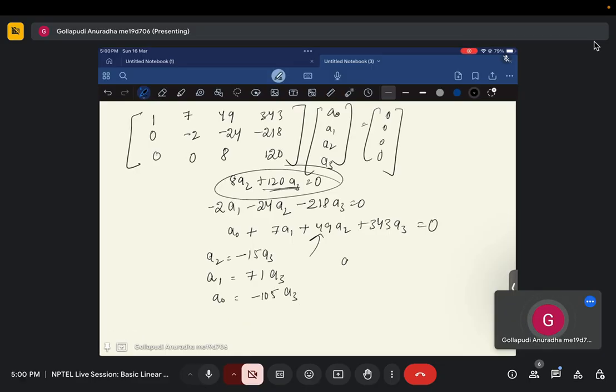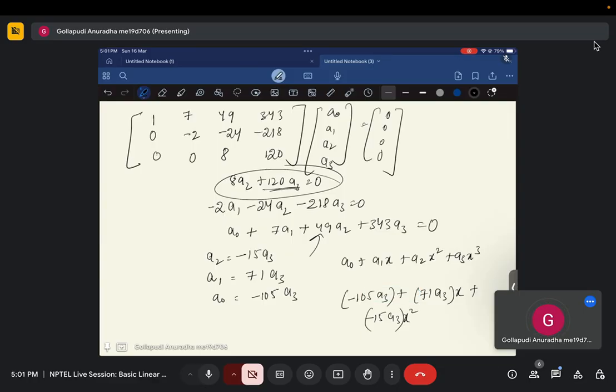So now this polynomial a0 + a1x + a2x² + a3x³, how can I write it? I can write it as −105a3 + 71a3x − 15a3x² + a3x³. a3 is coming outside, so −105 + 71x − 15x² + x³. This is my basis. Dimension is 1. Clear?